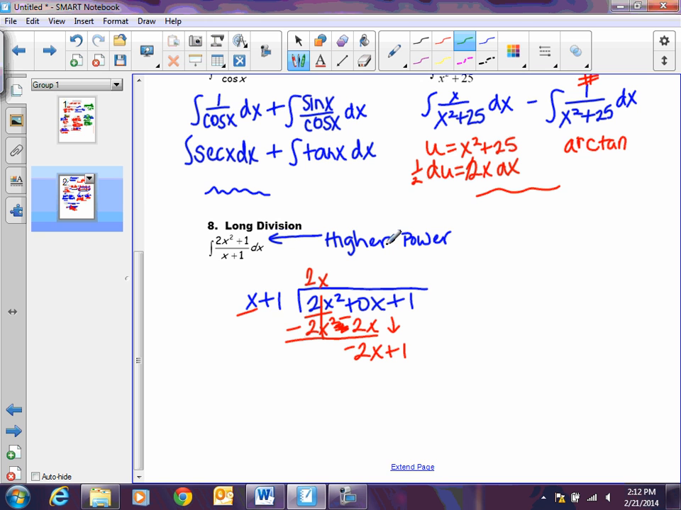I'm going to switch colors here just to emphasize. This is round 3. X goes into negative 2x negative 2 times, because negative 2 times x is negative 2x. And negative 2 times 1 is negative 2. So what's the remainder?